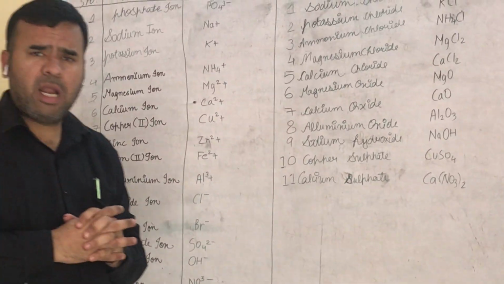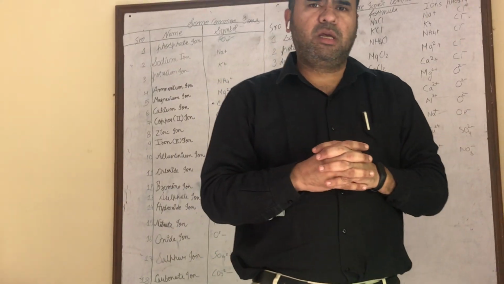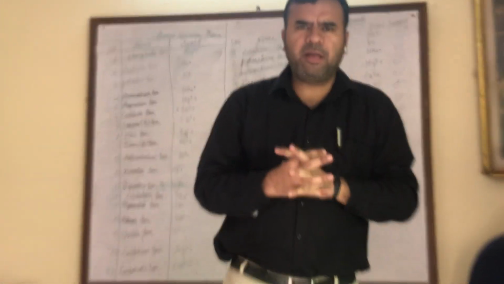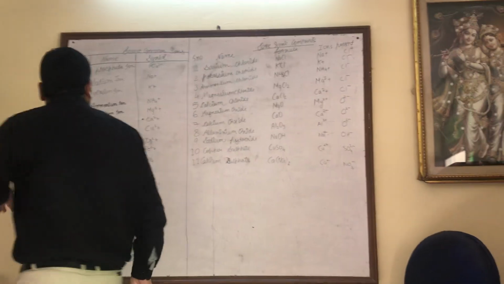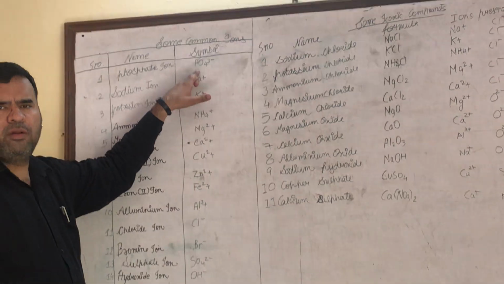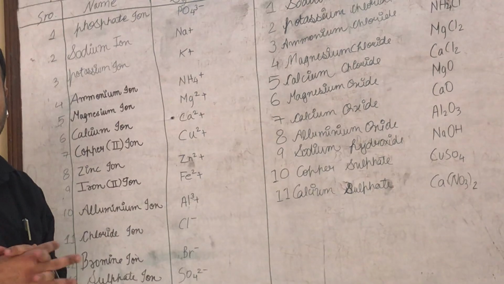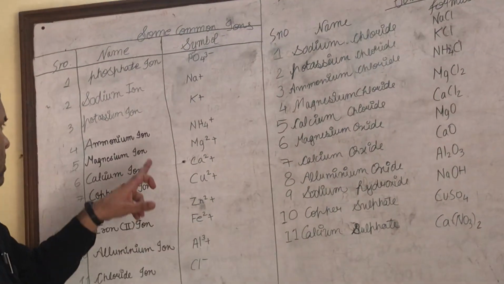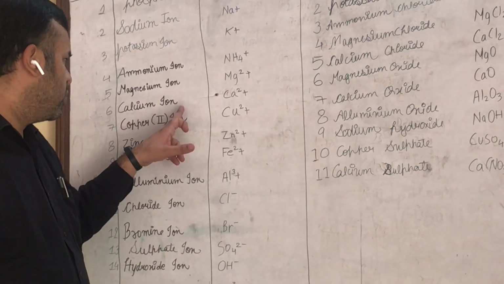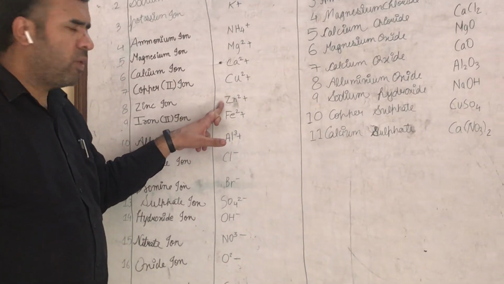These are some of the common ions which you can see on the table, also called polyatomic ions. As the name suggests, poly means many, and atom is the smallest particle that can take part in a chemical reaction. Some of the examples which you need to memorize: phosphate ion, PO4 with valency 3 minus. Sodium and potassium ion valency you can calculate with the help of my previous videos. Ammonium ion, NH4 positive. Magnesium ion, Mg2 positive. Calcium, copper, Cu2 positive. Zinc, Zn2 positive.